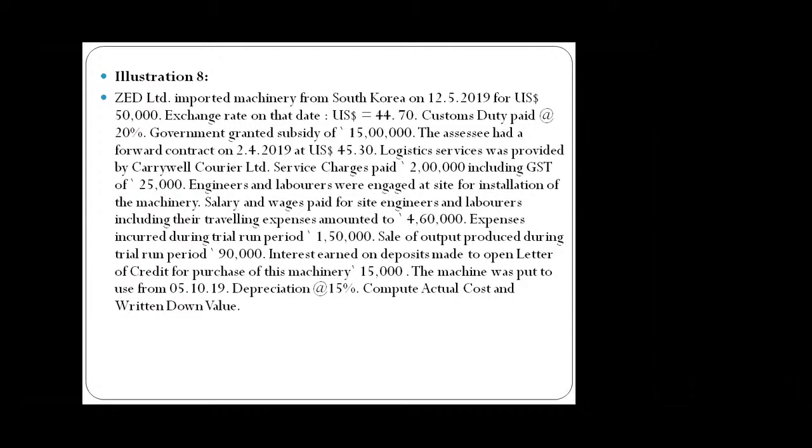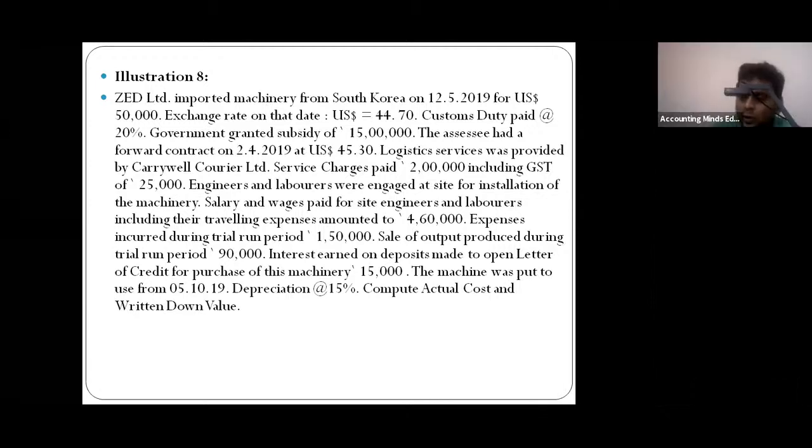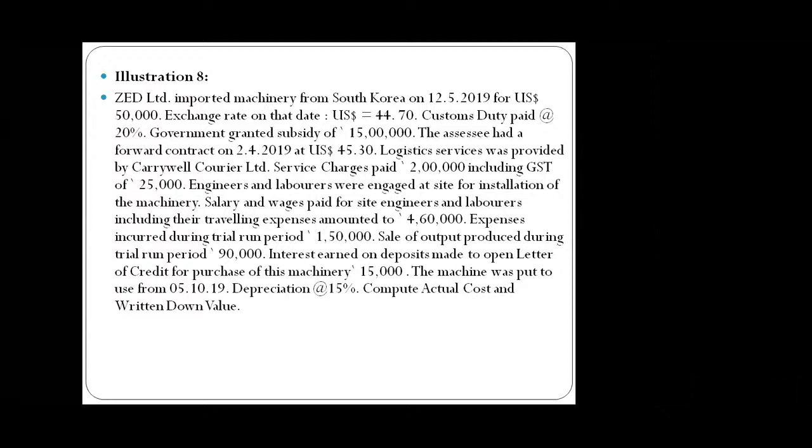Sale of output produced during trial run period was 90,000. Right. So, as you told, there are some defective pieces which have come out, which are not finished properly. So these are produced without proper finishing. So I reconfigured. So now the production is going good. But already I have some 5,000 pieces whose finishing is not good.